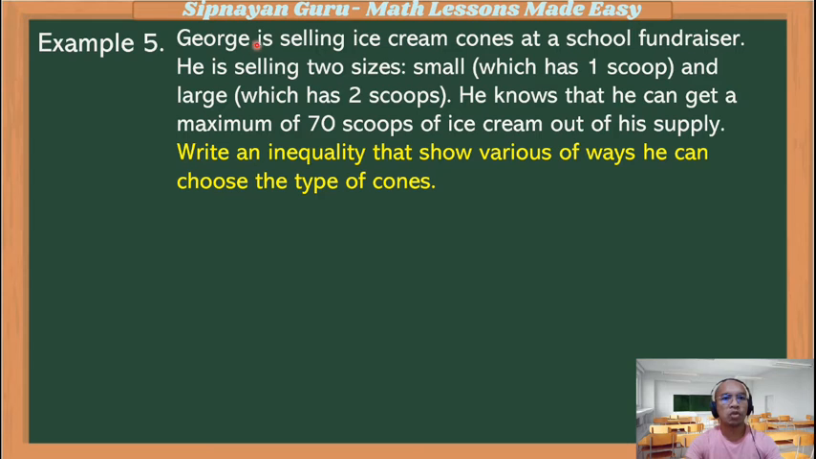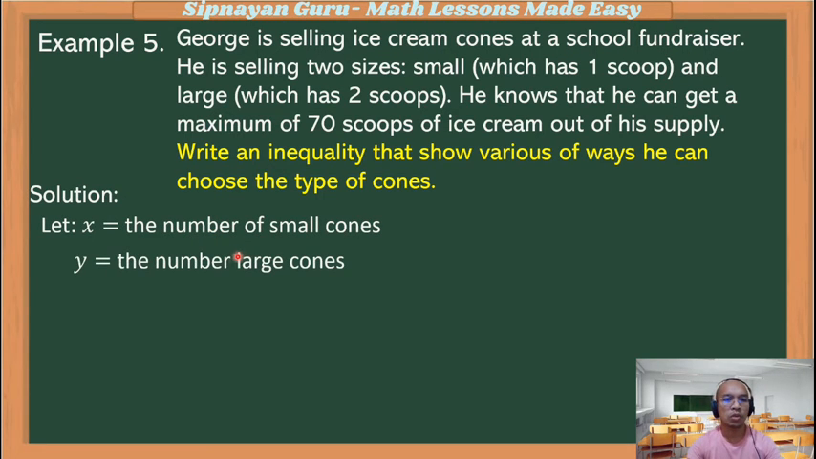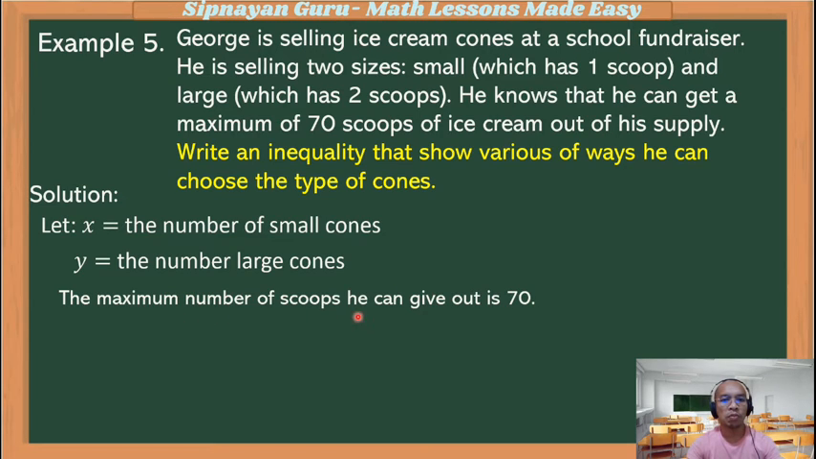Example number 5, George is selling ice cream cones at a school fundraiser. He is selling two sizes, a small which has 1 scoop and a large which has 2 scoops. He knows that he can get out a maximum of 70 scoops of ice cream out of his supply. Now we will write an inequality that shows various ways he can choose the type of cones. So we will now let x be the number of small cones and let y be the number of large cones. The maximum number of scoops he can give is 70.